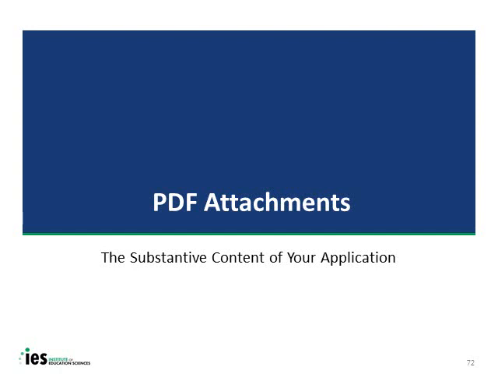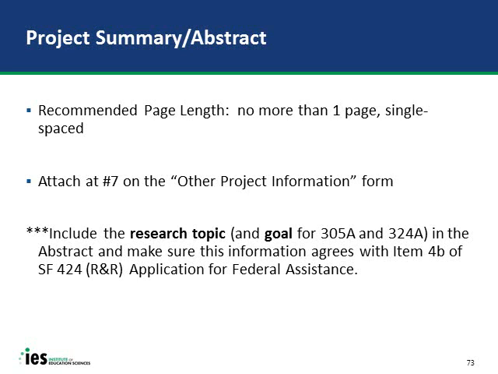The substantive content of your application. The project summary or abstract has a page limit of 1 page single-spaced. You should add it as a PDF file attachment under number 7 on the other project information form. Make sure that you adhere to margins and formatting recommendations, which we are going to go over later. You should include your research topic and goal in the project summary or abstract if you are applying to 84.305A or 84.324A. This information should match the information provided in item 4B of the SF 424 form.